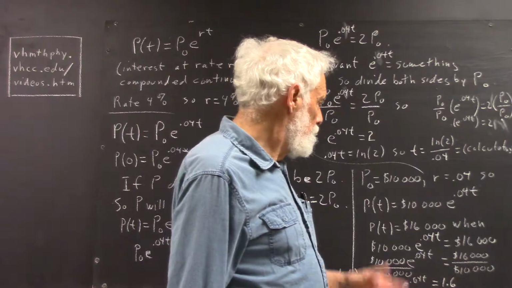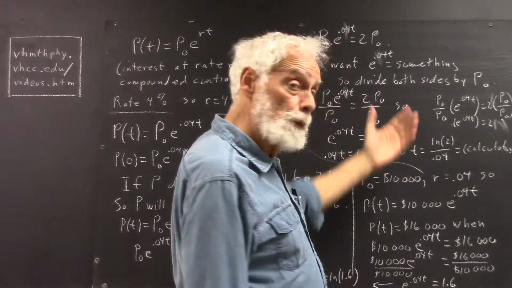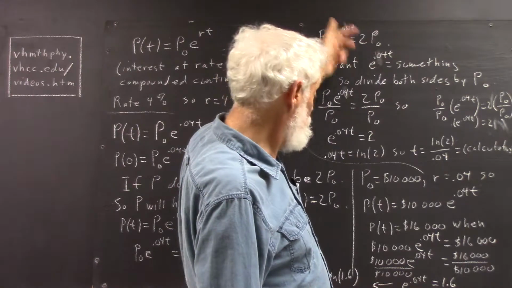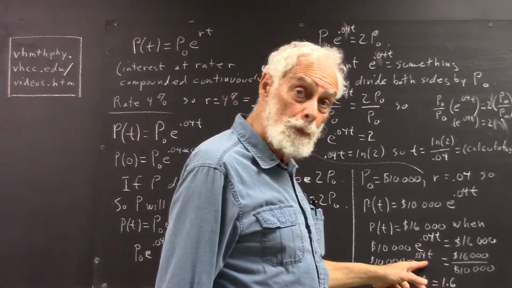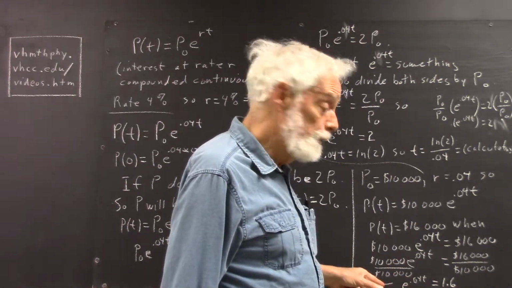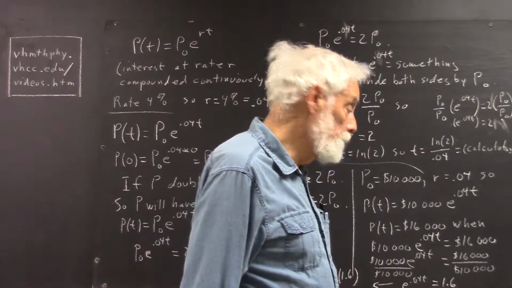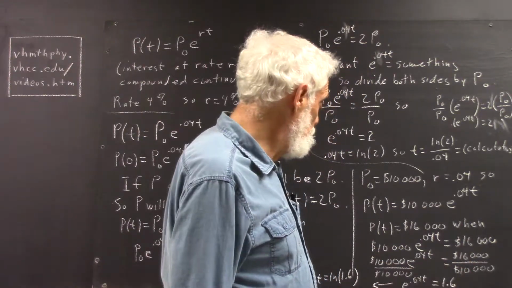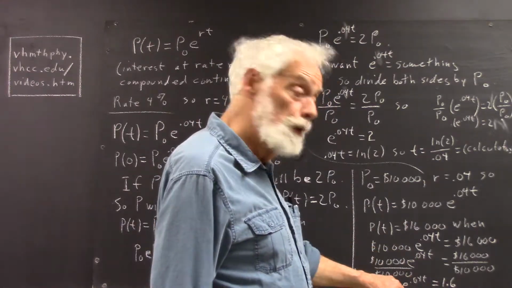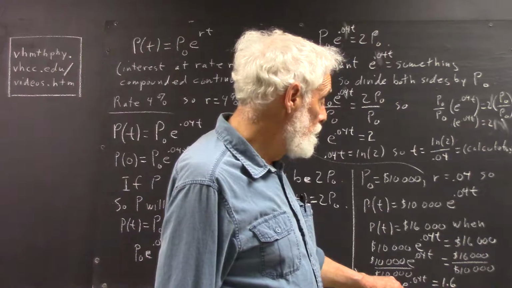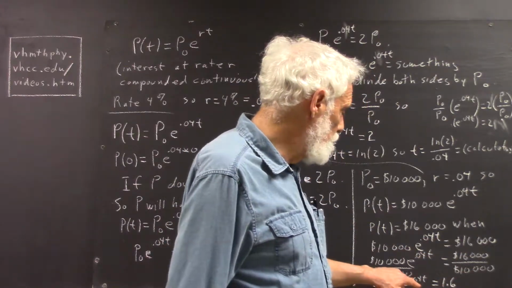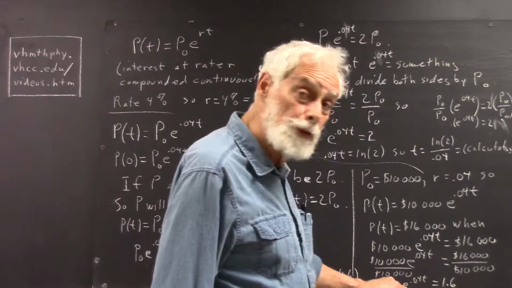Well, what do we do to solve? We do something very similar to what we did up here. Here we divided by P naught in order to isolate the e to the 0.04t. Here, all we have to do is divide by $10,000, and we have to do that to both sides. 10,000 over 10,000 is 1, and that times e to the 0.04t is just e to the 0.04t. And 16,000 divided by 10,000 is 1.6. So now we have e to the 0.04t equals 1.6.